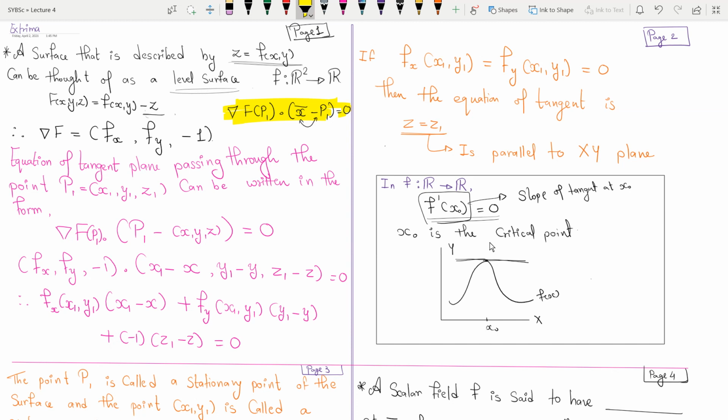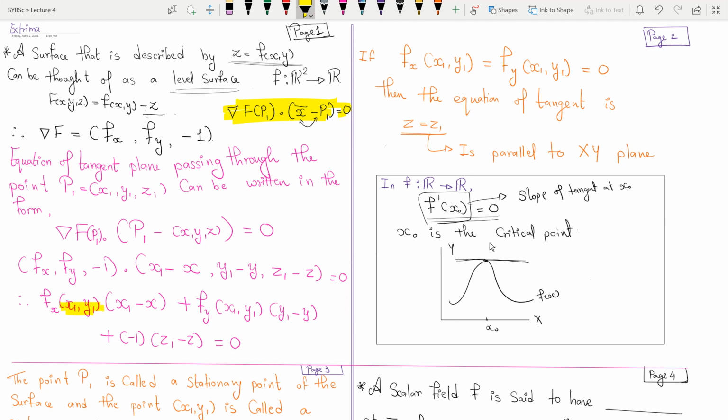Here if you see, my gradient of F at the point P1, inner product with P1 minus (x,y,z), is equal to 0. Now what is my gradient? My gradient is fx, fy, minus 1. This P1 minus (x,y,z) can be written like this, right? If I take an inner product, I should multiply the first entry with the first coordinate, the second with the second, the third with the third, right? Hence I get this, and here I have written this.